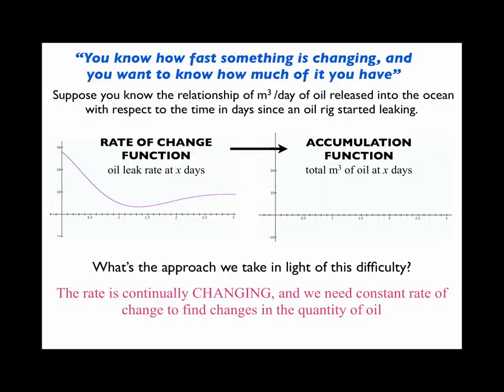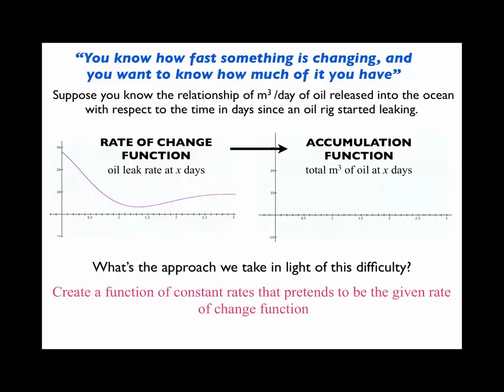Well, we take that rate of change function that's continually changing, and we replace it or simulate it with a function made up of constant rates that pretend to be this given rate of change function. That's the endeavor that we're on, taking a continually changing rate of change function, simulating it with a piecewise constant rate of change function, in order to make these calculations of total amount, in this case total amount of oil leaked into the ocean.